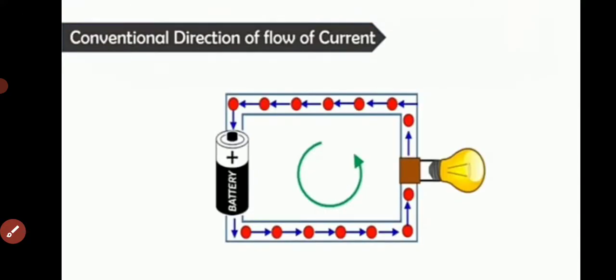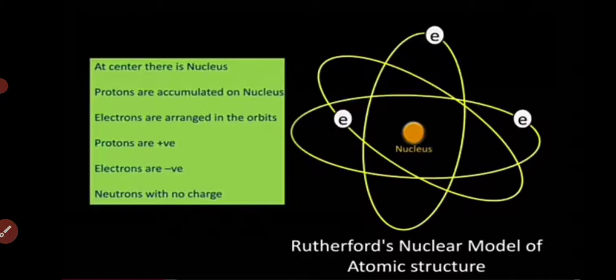So basically, since we know that electric current is because of the flow of only electrons, that is, negatively charged particles, therefore the negatively charged particle moves from the negative terminal to the positive terminal, and thus the current is moving from positive to negative.